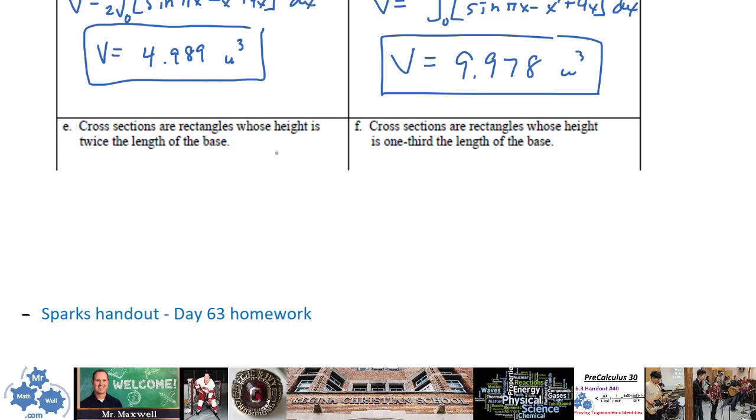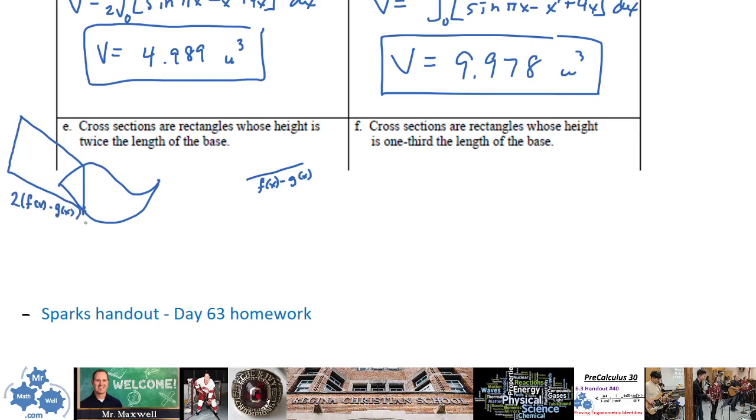out. So if we have our, let's say our f of x minus g of x, okay? Top function minus the bottom function. Or maybe I should write that straight up and down here for you, okay? So here's our, right, looks something like this, right? So if that's f of x minus g of x, then the height is going to be double that. This is going to be 2 f of x minus g of x, okay?